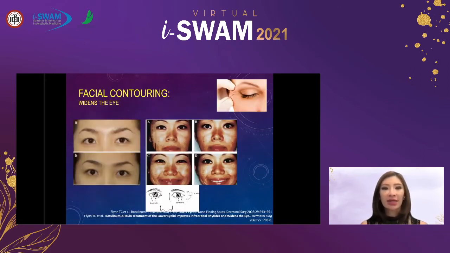Other than that, we can see facial contouring to the eye, which can widen the eye. What you can give to the patient is you inject the lower part of the eyelid, each 2 units, but do not exceed the mid-pupillary line, to prevent the medial part of the lower eyelid from becoming everted.